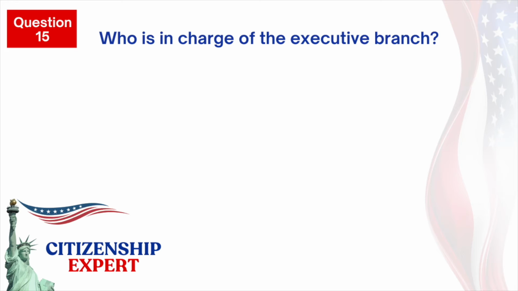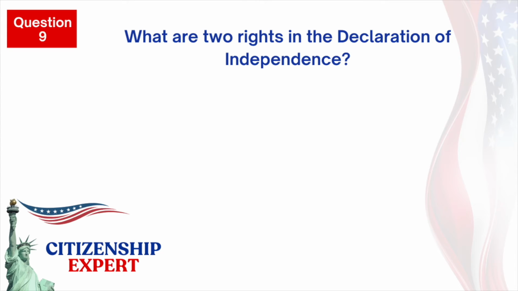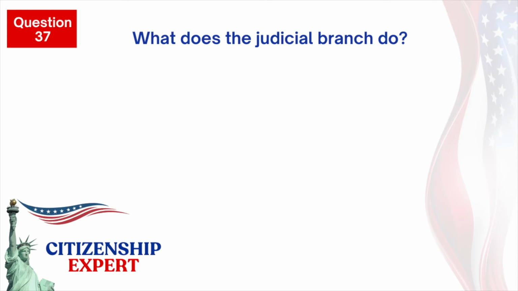Who is in charge of the executive branch? The President. What are 2 rights in the Declaration of Independence? Life, liberty. What does the judicial branch do? Reviews laws.